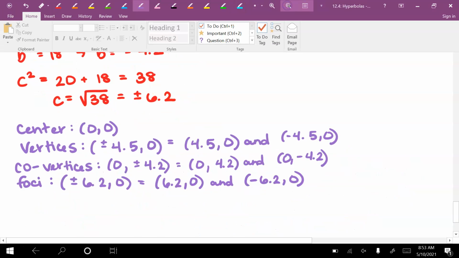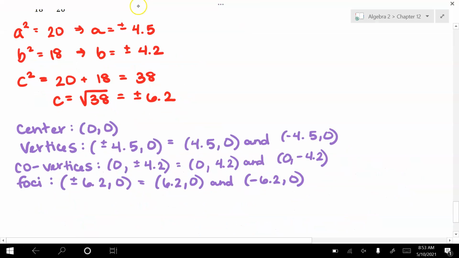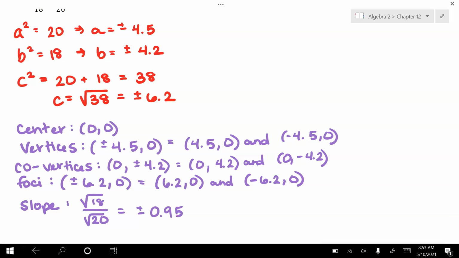Okay, the last thing that we need to maybe state is what the slope is of those asymptotes. So we're going to square root the y term, or the number underneath the y term, which is 18, and the number underneath the x, which is 20. And so this is going to be plus or minus, if I round, like 0.95. Okay, now again, I could leave it as a fraction if I wanted to. Because this point's a little bit harder for us to graph because it's a decimal.